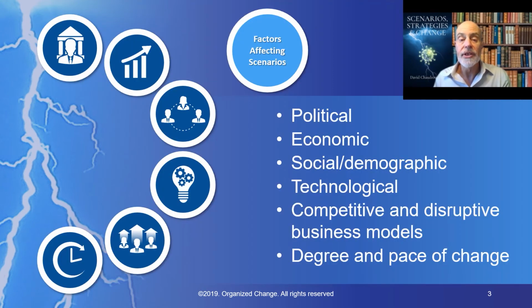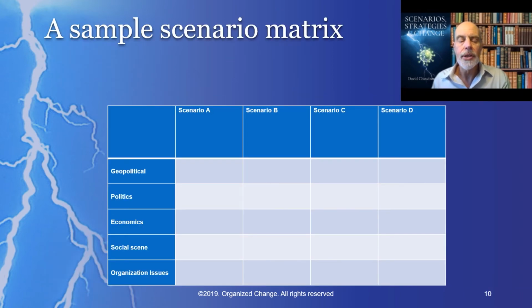Some of the factors affecting scenarios include political issues, economic issues, social demographic issues, technological issues, competitive issues, disruptive business models, and the degree and pace of change. Based upon these, you can develop a scenario matrix with these factors on the left and various scenarios that might happen across the top. Each cell becomes a story about what might happen, along with its signposts and indicators.